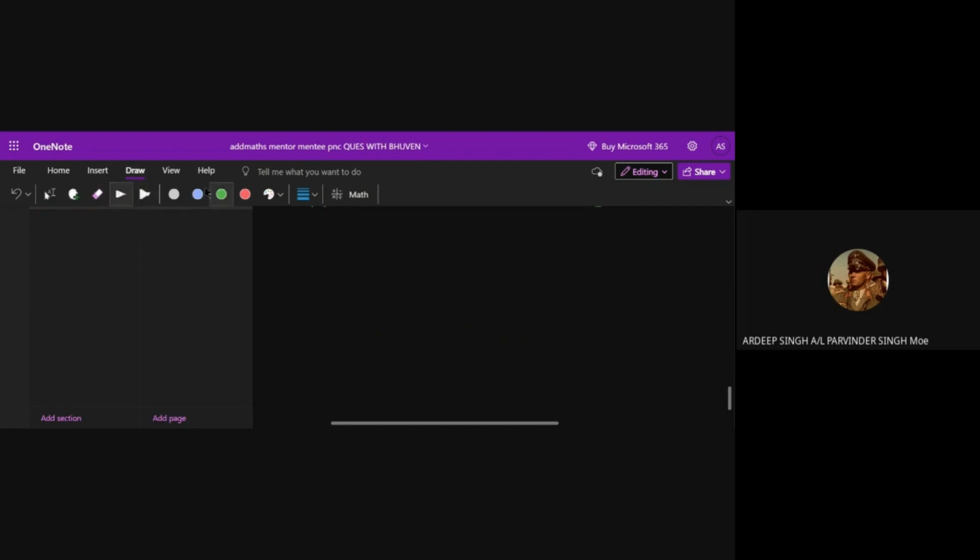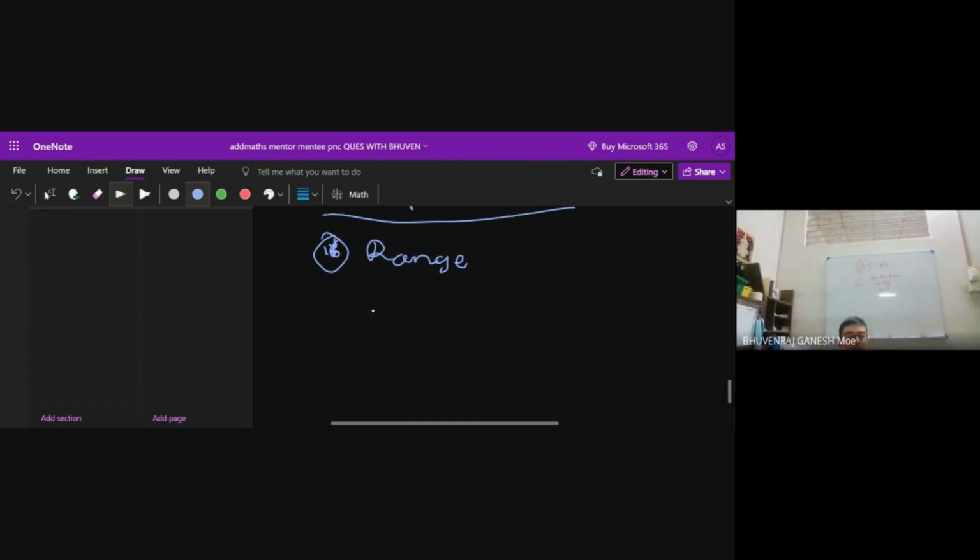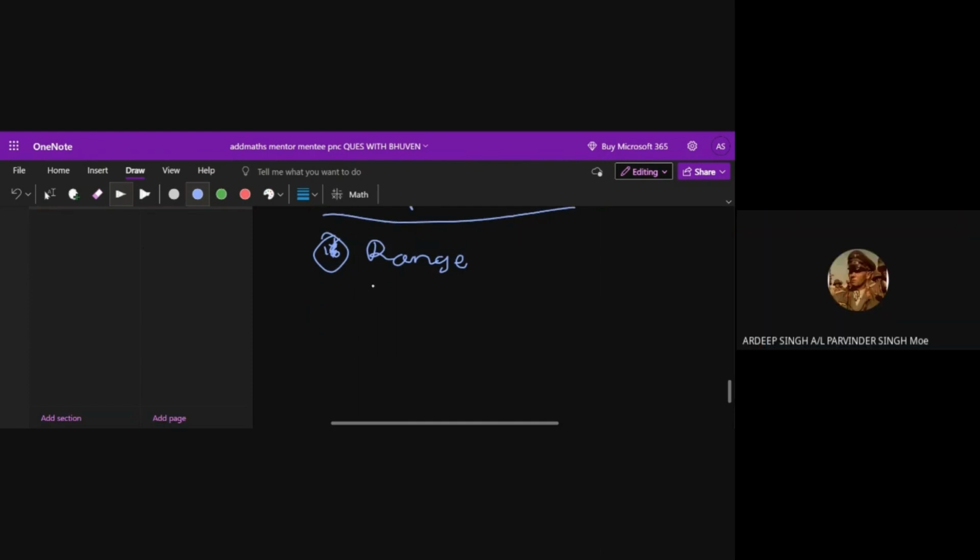Now when you come to chapter 1 from Form 4, it's not a killer thing or what, lah. You need to know one basic thing, which is the range. So what does range mean? Range is basically whatever is on the y-axis. So that is your first, you must put a bracket, right, Boon?